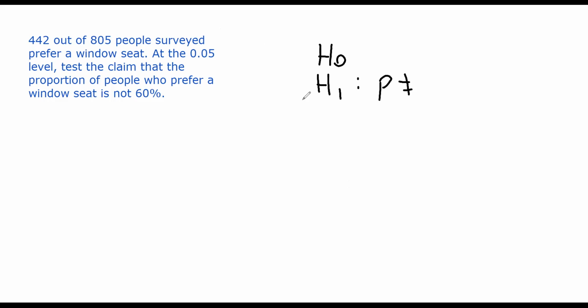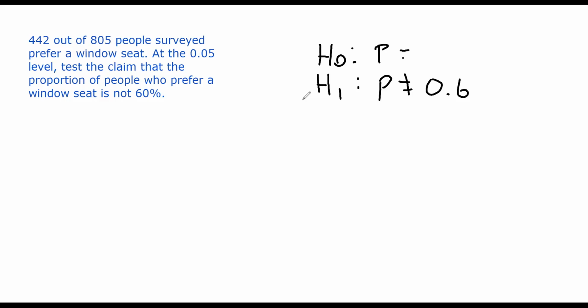Well, I don't care who you are on this planet or planet Krypton, which is no more. Whenever you're doing a hypothesis test, you're going to want to set up your null and alternative hypotheses. So let's do that. In this case, the claim is that the proportion of people who prefer a window seat is not 60%. So let's just set up the alternative real quick. The alternative is that the proportion is not 60%, which is 0.6 written as a proportion.